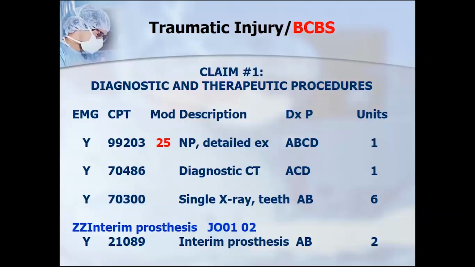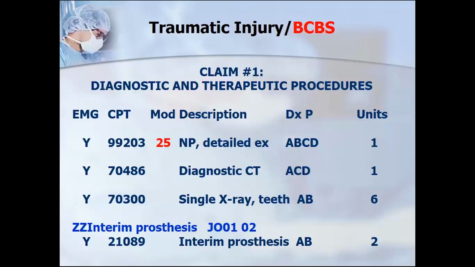Notice the diagnosis pointers. We've got 4 diagnoses for the exam. It relates to all 4. Notice also there's no spaces between A, B, C, D, no commas, no hyphens. Units 1. Diagnostic CT. What diagnosis can we make from the CT scan? And we've got that. CT scan is not for tooth diagnoses. It is for jaw diagnoses.